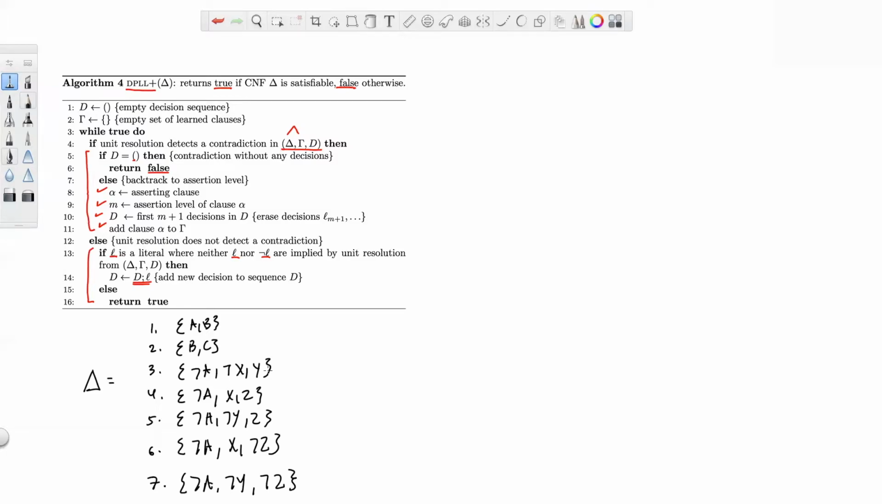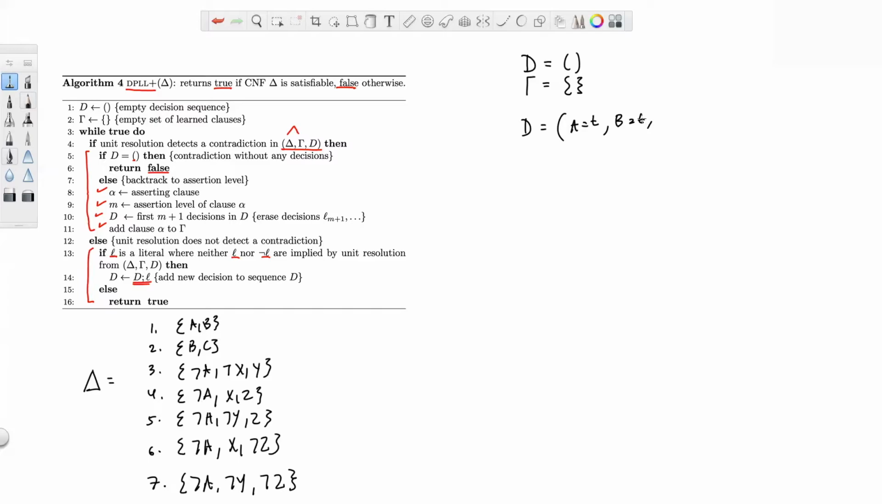All right, folks, so this is the example that we started with, and now we're going to trace this algorithm. So initially, we will start with an empty decision sequence and an empty set of learned clauses. And then we start making decisions. We're going to assume that initially we made the decision A equals true. Now, if you run unit resolution, in this case, you will not find a contradiction. So we're going to make the next decision. And let's say B equals true.